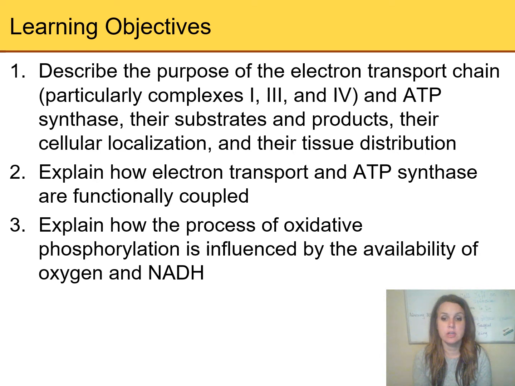We actually only covered the first objective, describe the purpose of the electron transport chain and ATP synthase, their substrates, products, and their cellular localization and tissue distribution in the first half of chapter 20. Now I want you to be able to understand how ATP synthase works, explain how electron transport and ATP synthase are functionally coupled, and how the process of oxidative phosphorylation is influenced by the availability of oxygen and NADH.